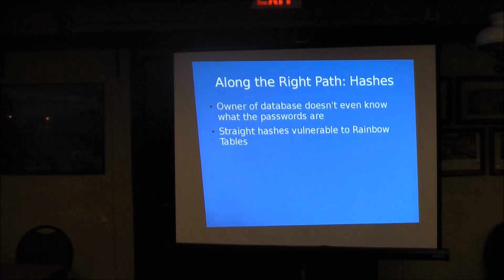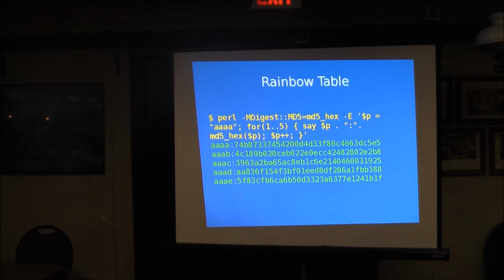So don't use crypt. We started going along the right path with hashes. If you take a password, hash it, it's always going to be the same length, and even the person who owns the database won't be able to figure out what the original password was, because that's one of the properties of a cryptographic hash. As long as we choose a good hash, this seems to be okay. Except for rainbow tables. Rainbow tables, you've pre-computed the hash of a whole bunch of different passwords.